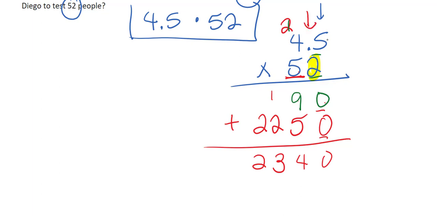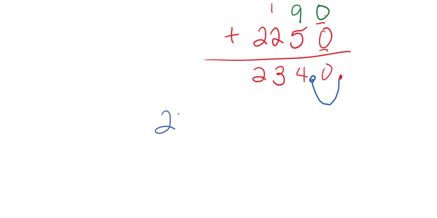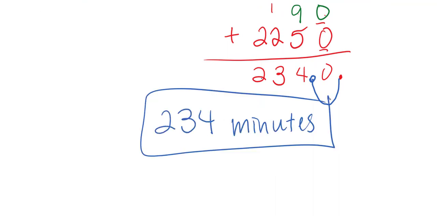So notice we only have 1 decimal place value. So that means we're going to move this decimal over just 1 to the left, right? So just that one time. So we get 234 as our solution. So that's how long it would take to test 52 people, right? 234 minutes.